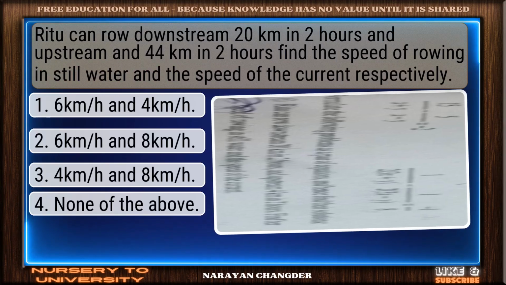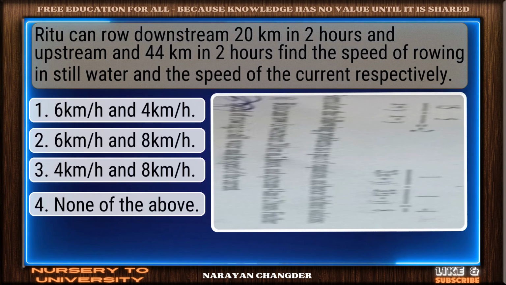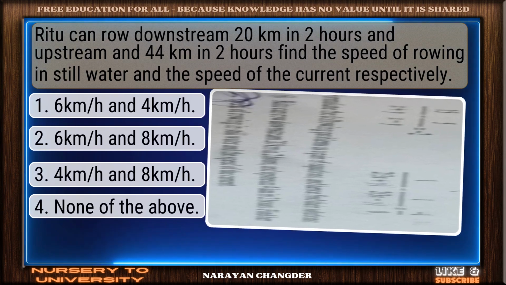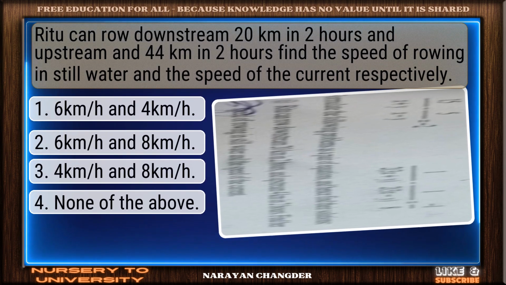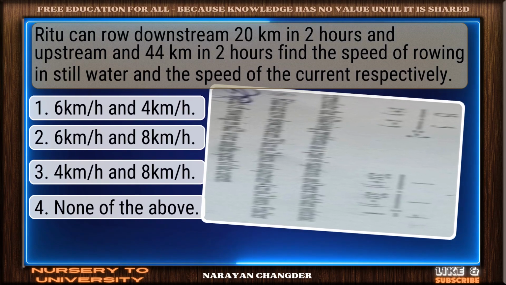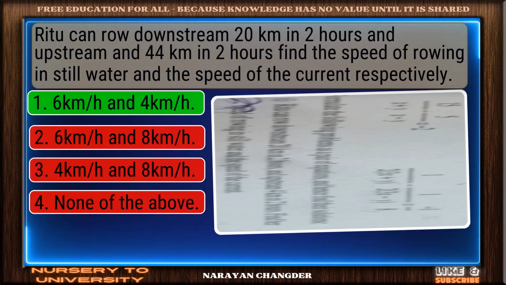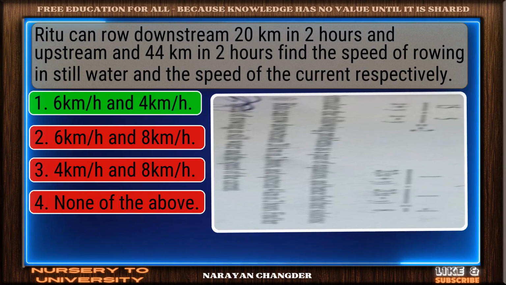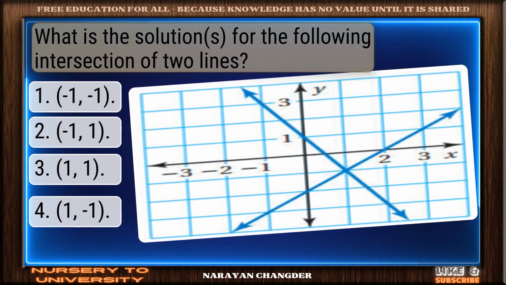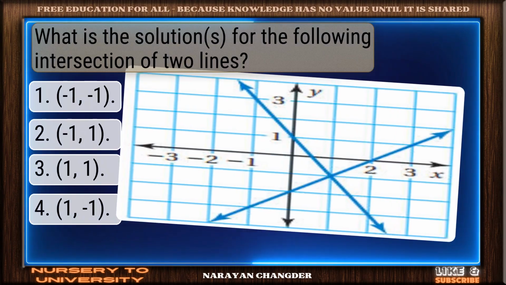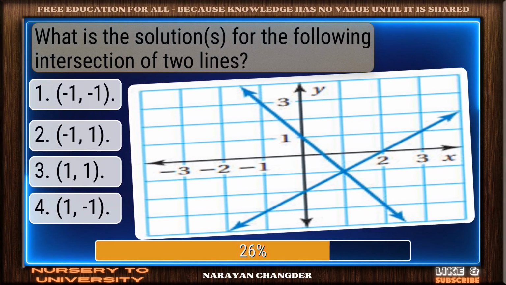Correct. Ritu can row downstream 20 km in 2 hours and upstream 4 km in 2 hours. Find the speed of rowing in still water and the speed of the current respectively. 12 km/h and 8 km/h is solid. What is the solution for the following intersection of two lines?